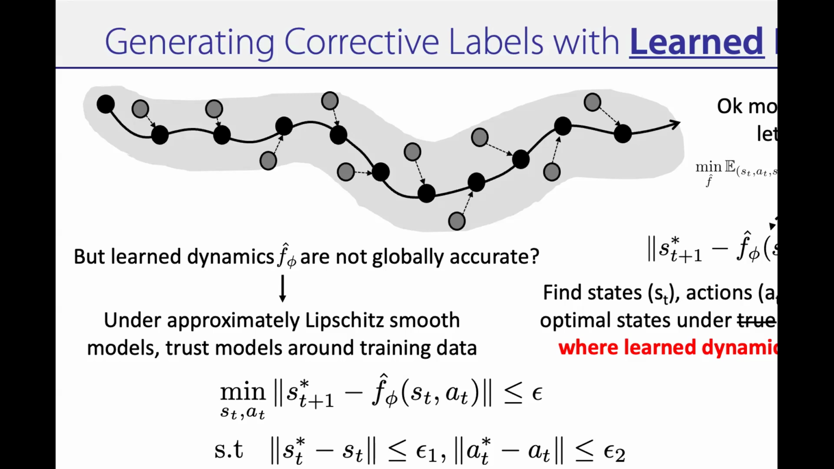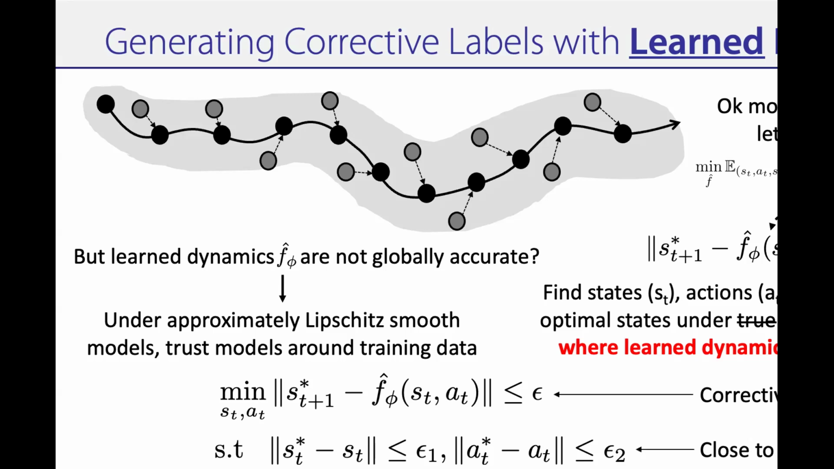The whole point is that if you mine a small ball around your expert, and you do this at many, many different expert states, you should never deviate too far because you always have data that keeps bringing you back. So you're going to mine a corrective label, but close to the training data, only where your dynamics model is not freaking out.